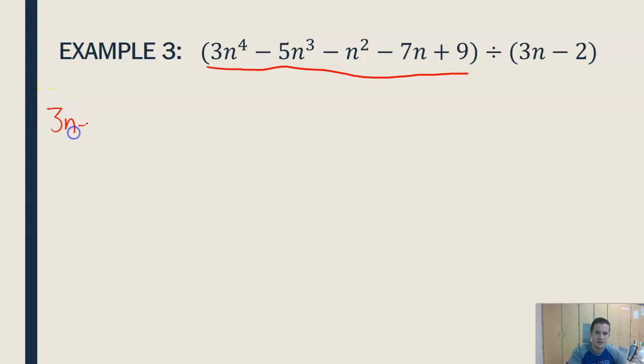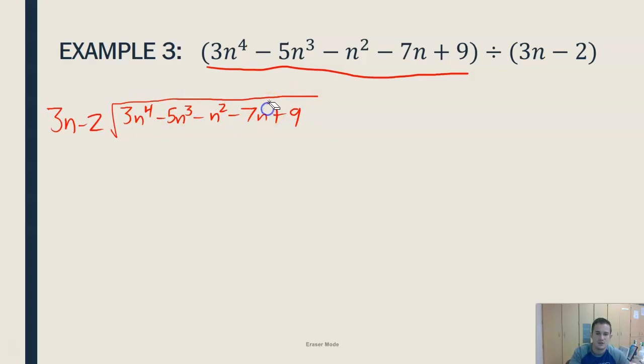So I'm taking 3n minus 2 and I'm dividing that term into 3n to the 4th minus 5n to the 3rd minus n squared minus 7n plus 9. That's a long one. And first I recognize that I have a 4th degree, a 3rd degree, a 2nd degree, a 1st degree, and a constant term. So I don't need to add in any zeros anywhere.